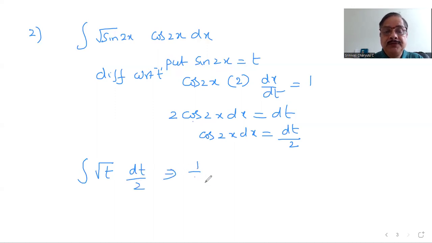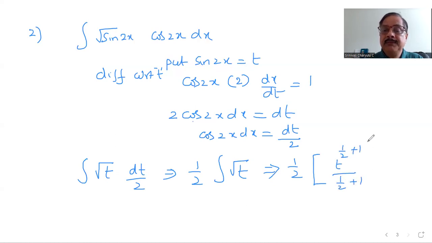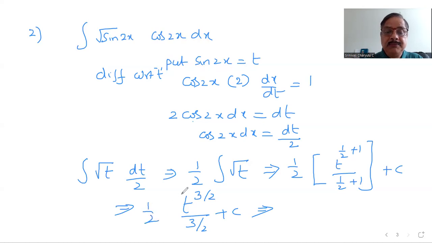So bring out the half, root t. This is equal to half into t to the power of half plus 1, over half plus 1, plus c. T to the power of 3 by 2 over 3 by 2 plus c. See, this half is there outside, remember. So now this 2 will go to the top and get cancelled with it. So what can I write now? Half, write down, no problem.